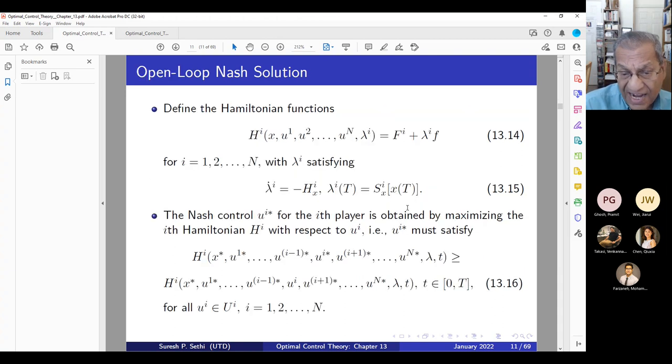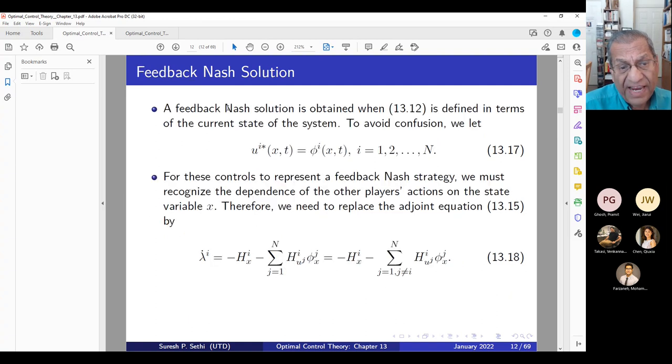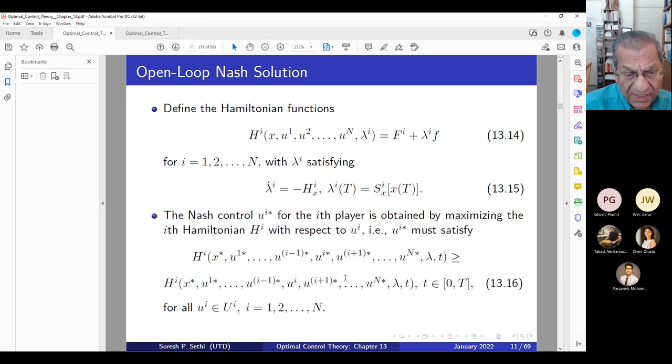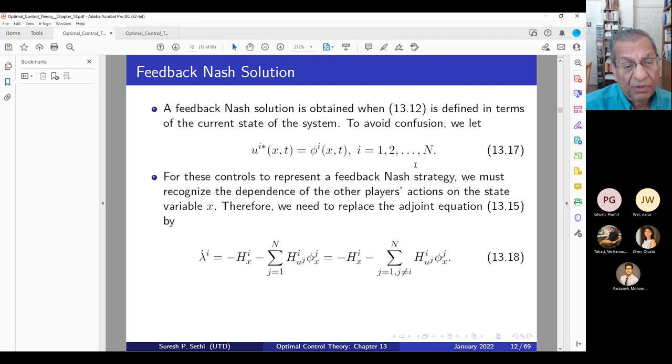Because all others are at the star level, they are all solutions of this problem. The only thing that varies is x. So I need to take into account that x and I need to take into account t. So I have a feedback solution, phi i of x, t, which is a solution of the Hamiltonian maximum position problems. So I'm taking the derivative of that with respect to u i. So look at what happens when I take the derivative.